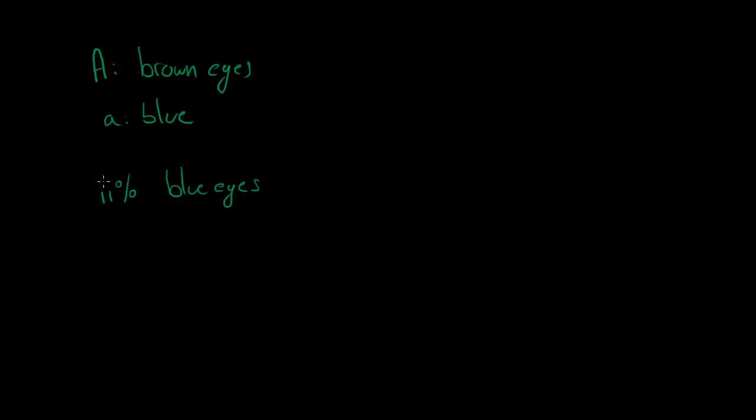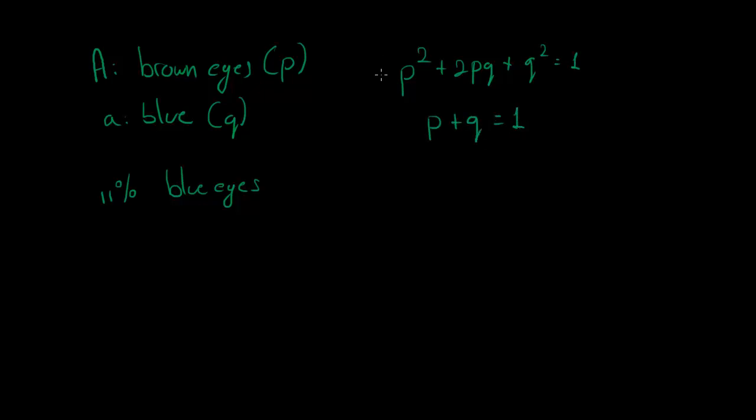The answer is yes. So, as I said, in Hardy Weinberg, you always symbolize the dominant with the P and the recessive with the Q letter. Also, we remember the equations that we have and what they represent. So P squared plus 2PQ plus Q squared equals 1, and also P plus Q equals 1. This P squared represents the homozygous dominant. The 2PQ represents the heterozygous people, and the Q squared represents the homozygous recessive people.